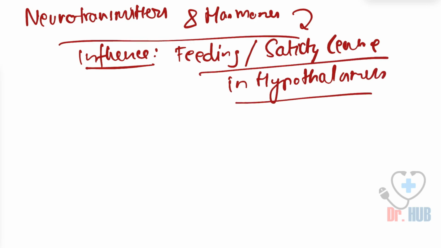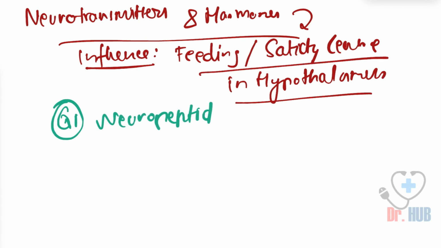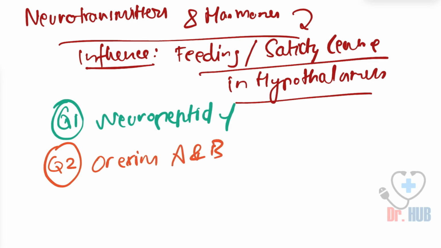So to begin with, the first question is neuropeptide Y. So what is this associated with? The next question is orexins, that is A and B. What is it associated with?